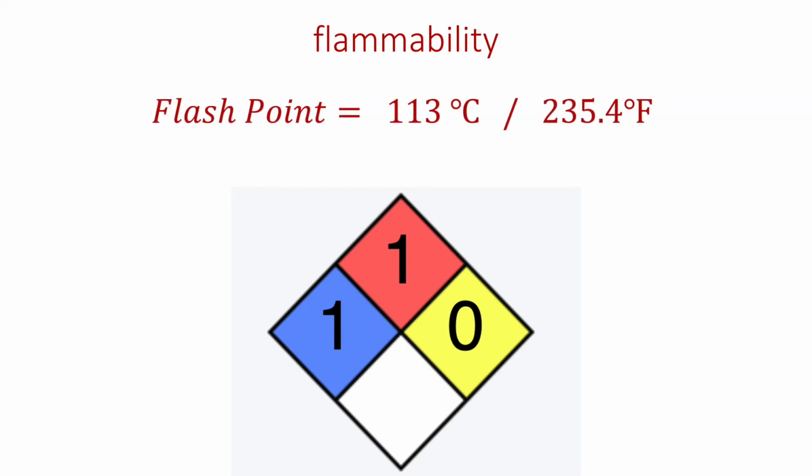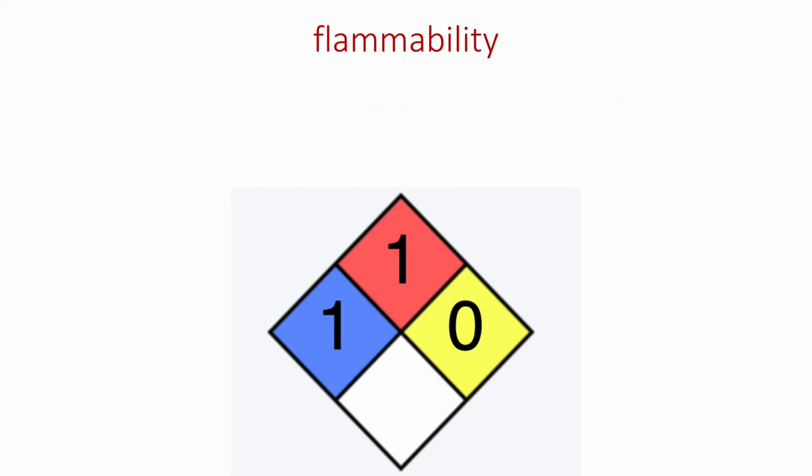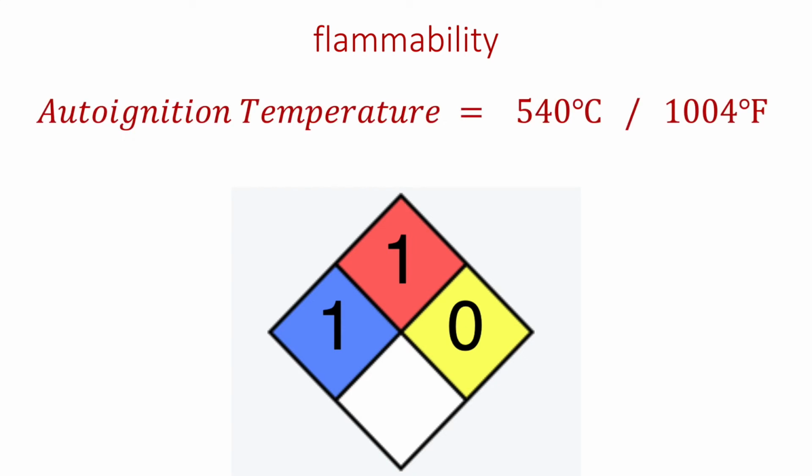There are two numbers that help to more specifically communicate what that means. One is called the flash point. This is how hot a molecule would have to be for a spark to be able to light it on fire. So the flash point for biphenyl is 113 degrees Celsius or 235.4 degrees Fahrenheit. If biphenyl is colder than this temperature, a spark can fall on it and it will not burst into flames. But if biphenyl is above this temperature, if a spark falls on it, it will burst into flames. That's the flash point.